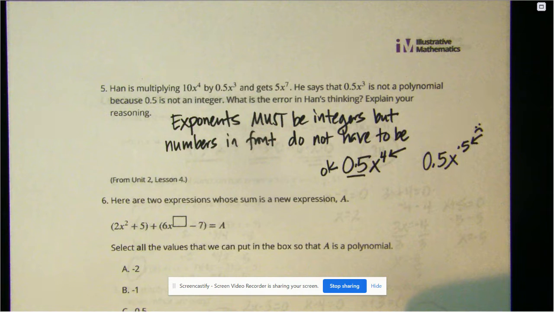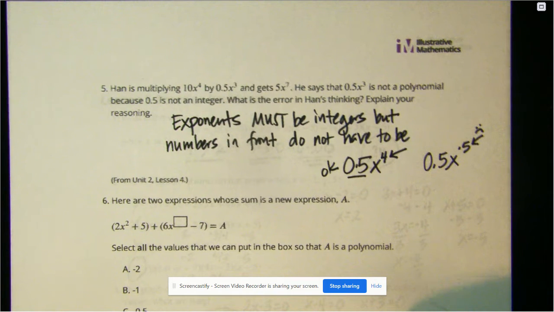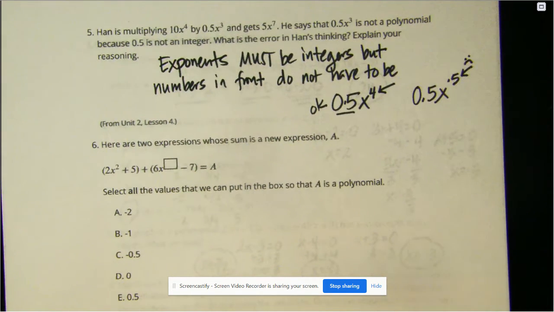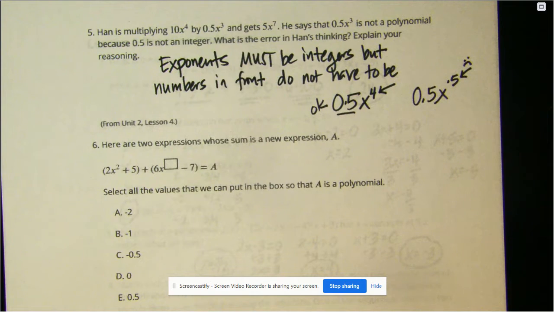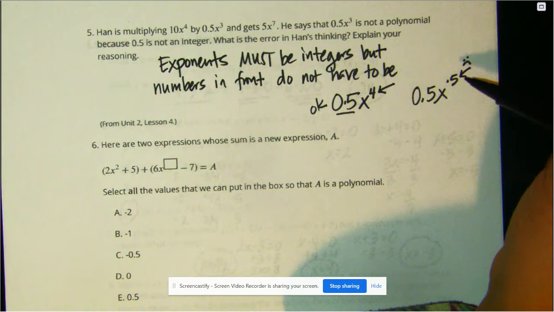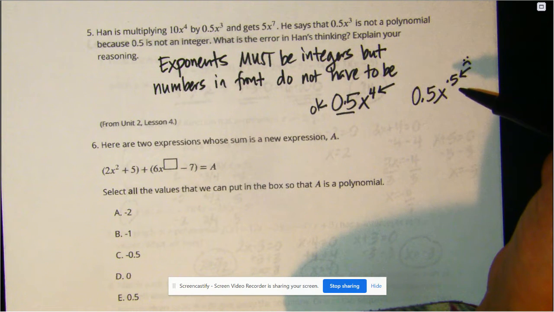Here are two expressions whose sum is a new expression a. Select all the values that we can put in the box so that a is a polynomial. So here's that idea again. When we're multiplying, we add exponents. We cannot let the exponent become a negative or a non-integer. It's got to be a positive and an integer.